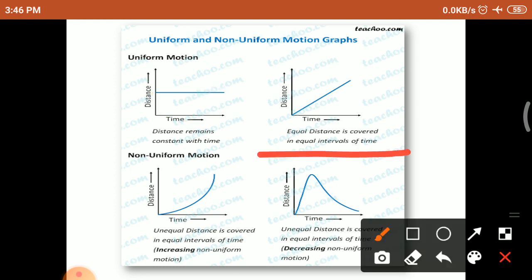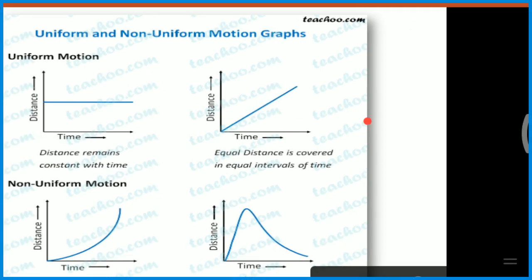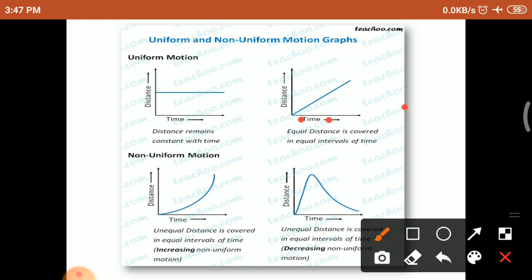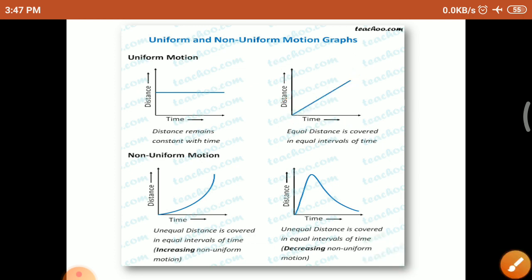But this graph is also called uniform motion. Here equal distance is covered in equal intervals of time. How can we say that? Because here the time is increasing, and according to the time the distance also increases. So we get a straight line graph.